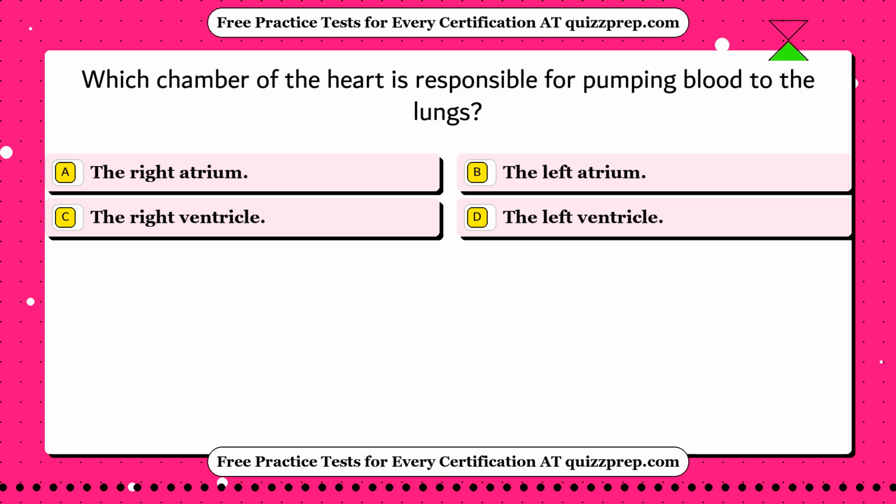Question 2. Which chamber of the heart is responsible for pumping blood to the lungs? Option A. The right atrium. Option B. The left atrium. Option C. The right ventricle. Option D. The left ventricle.